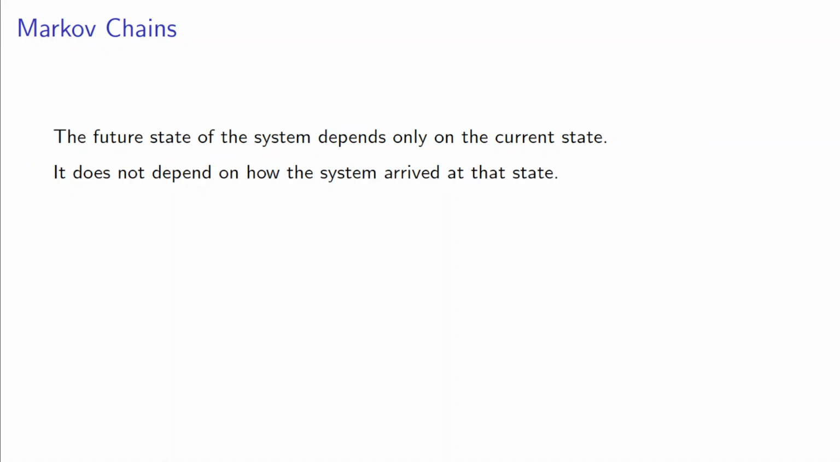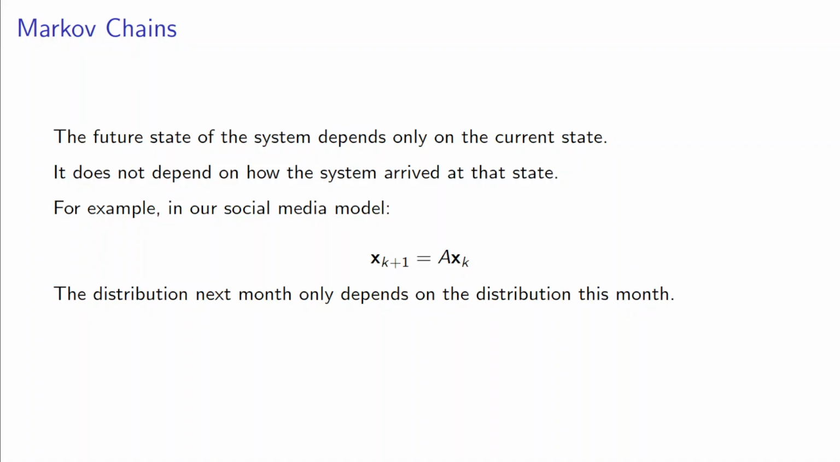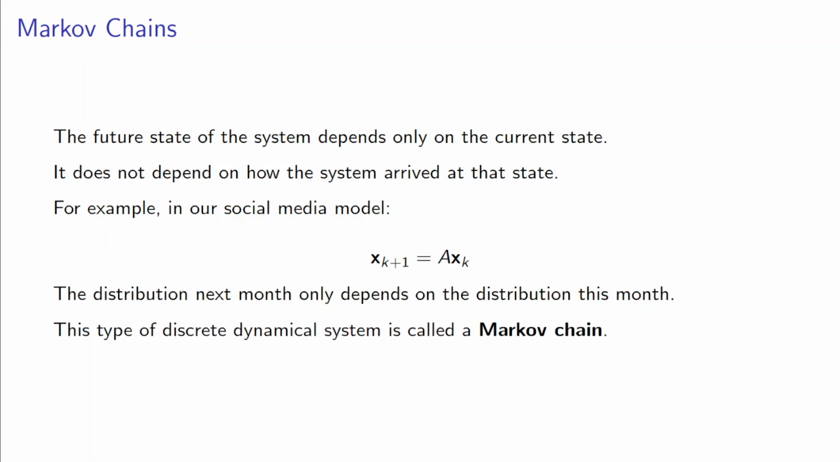So when we talk about Markov chains, the future state of the system depends only on the current state. It does not depend on how the system arrived at that state. So, for our social media example, if we want to know how many users are active or inactive after k plus 1 steps, we only need to look at that previous month. We don't need to look at a larger distribution of months before that previous month. This type of discrete dynamical system is called a Markov chain. And we're going to more specifically define Markov chain a little bit later in this video.